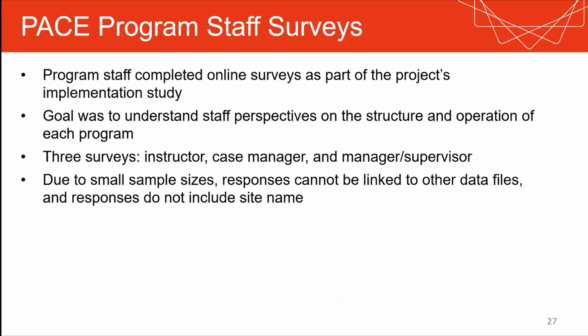I'll shift now to mention briefly the PACE implementation survey data. So these were the surveys that were fielded to program staff. They were fielded online as part of the implementation study to better understand staff perspectives about the structure and the operation of each program. We fielded 3 different types of surveys to 3 different types of staff. Because of the small sample size, we didn't want users to be able to associate specific responses with specific grantees. These responses can't be linked to the participant level data, and the responses don't include site name.